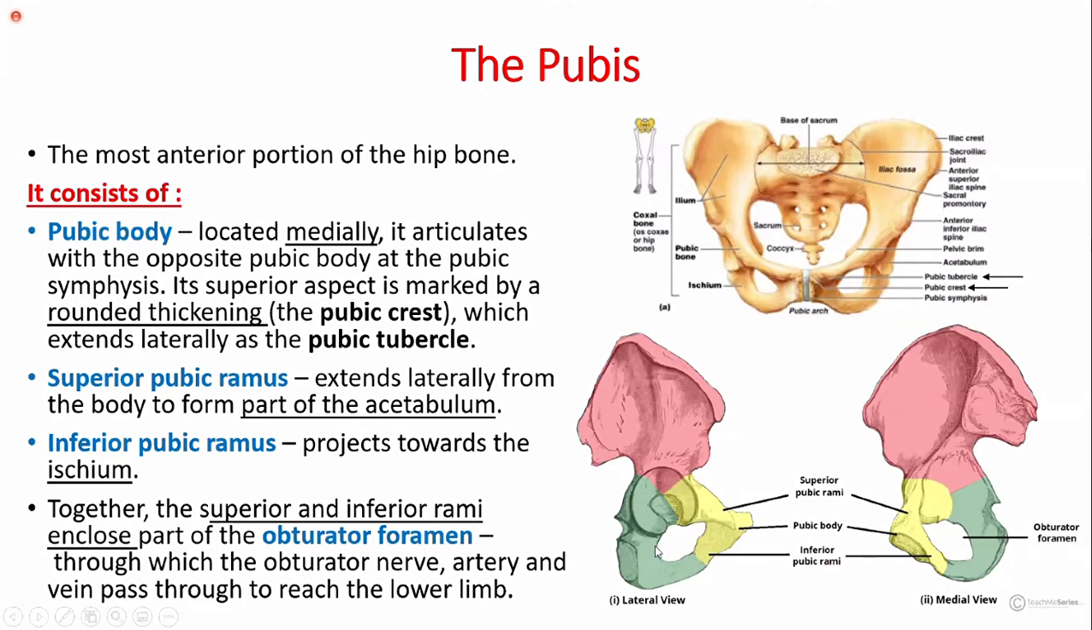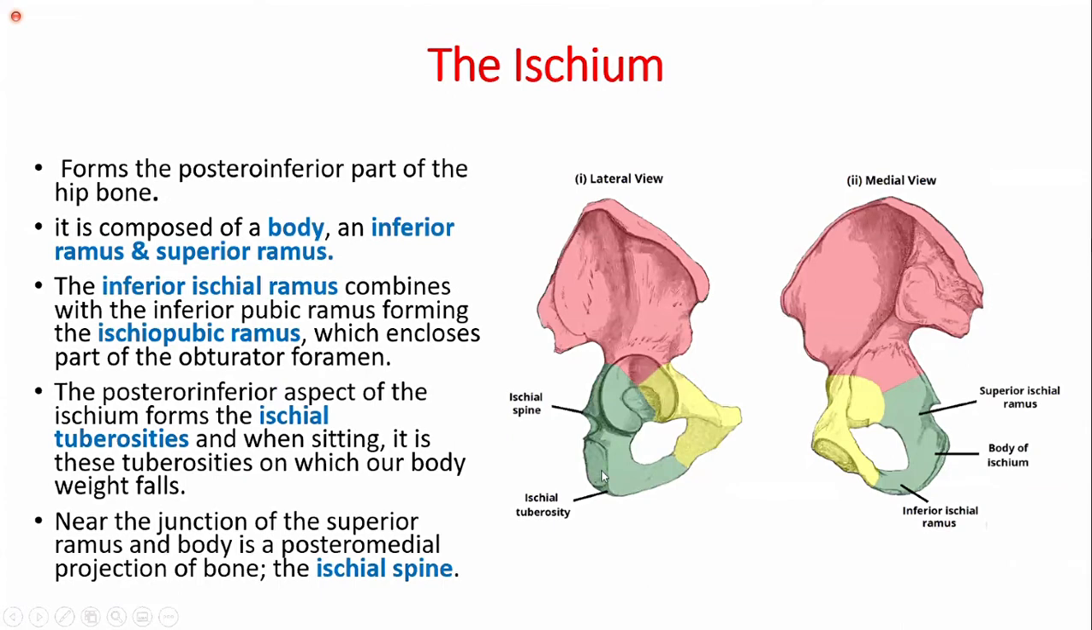Remember the obturator foramen, guys? So the obturator foramen is very important for the obturator artery and nerves. Basically, they travel to reach the medial side of the thigh to supply, remember, the medial muscles of the thigh. Most of them are innervated by the obturator nerve. Okay. Then you have the ischium.